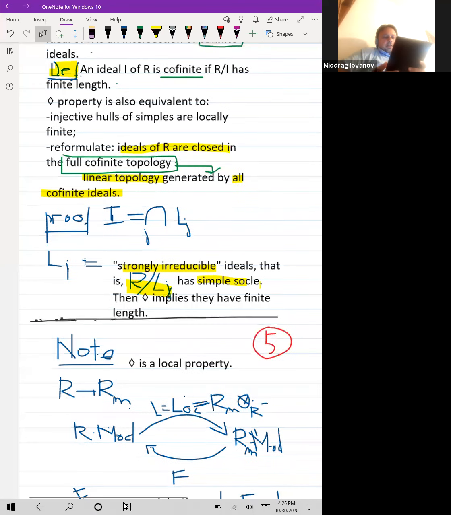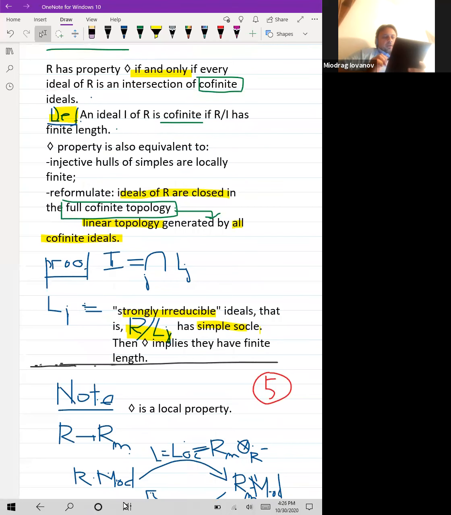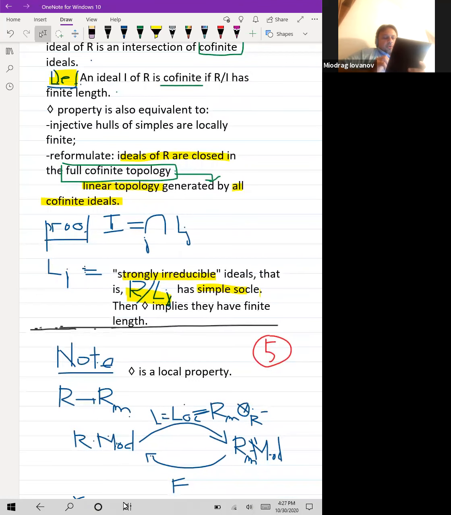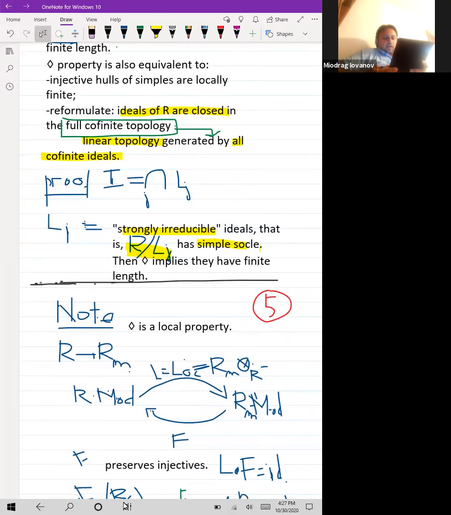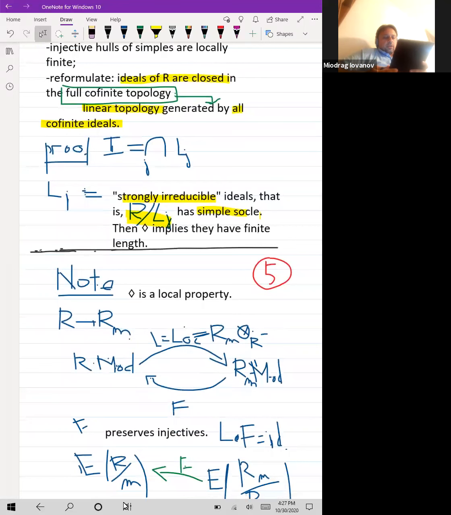And then with the hypothesis that we have here, if we want this ring to have the diamond property, then any such quotient by a strongly irreducible ideal, because it has simple socle, has to be embedded in the injective hull. But if it's embedded in the injective hull, by the diamond property it has to be Artinian. Therefore any such quotient has to be of finite length. So if you have the diamond property, then every ideal is an intersection of cofinite ideals, and conversely, you can see that too.